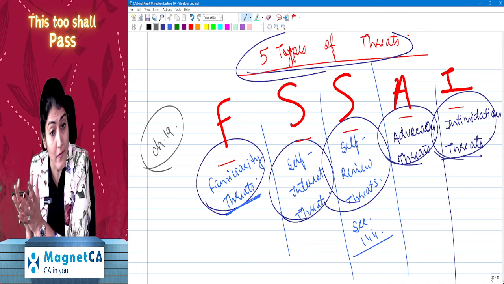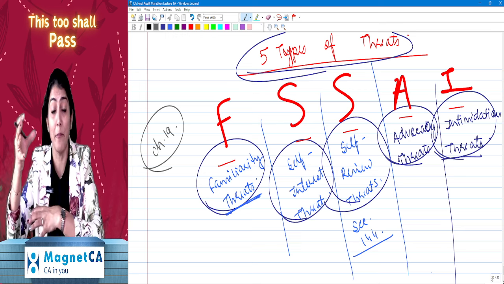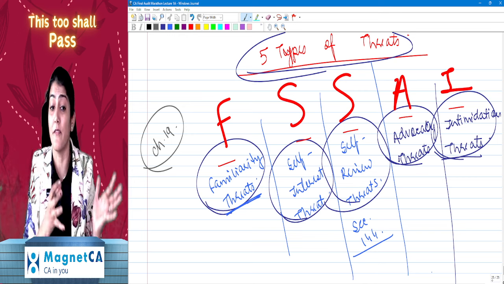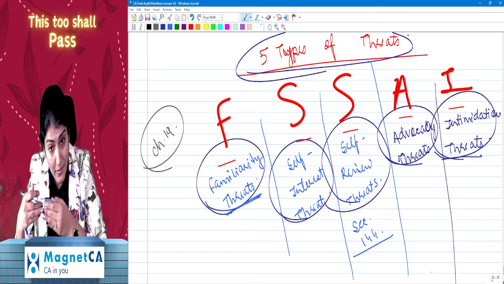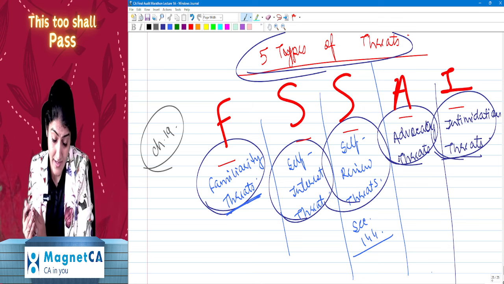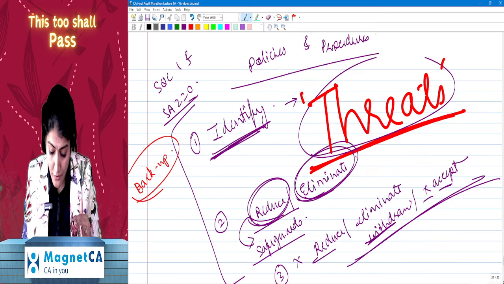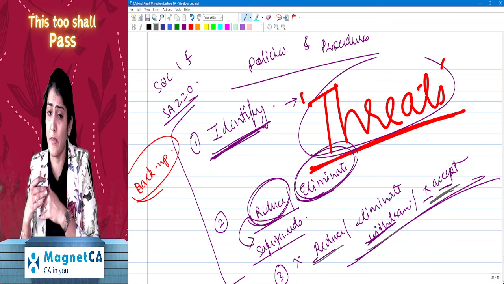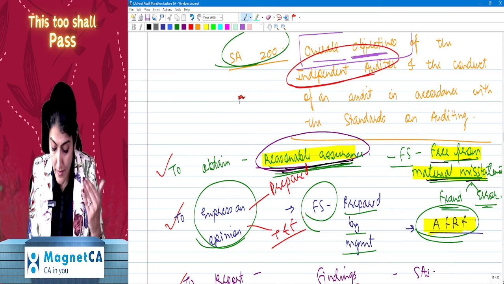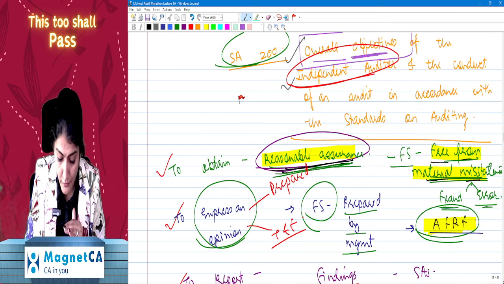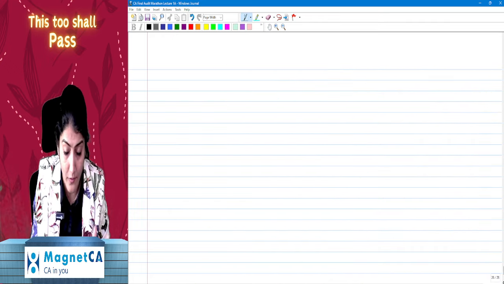Then SQC 1 also says that the engagement partner and senior most engagement team members should be rotated after a period of 7 years and not more than 7 years. So what you are doing is trying to eliminate or reduce that threat. When you are not able to reduce or eliminate it, then you need to withdraw or not accept the engagement. Everybody, have you understood the independent auditor discussion? So we discussed overall objectives and then the independence of the auditor.